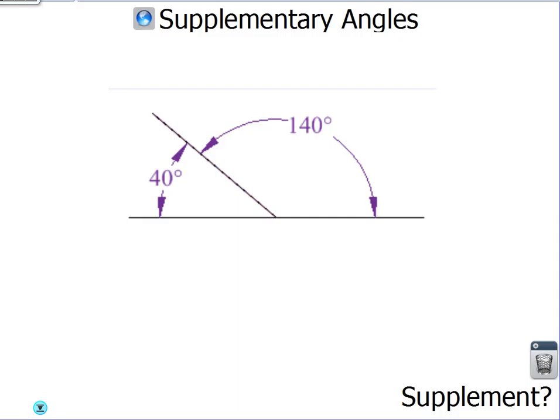Supplementary. Two angles are complementary if they add up to 90. Two angles are supplementary if they add up to 180. A 180-degree angle is a straight angle, a straight line.